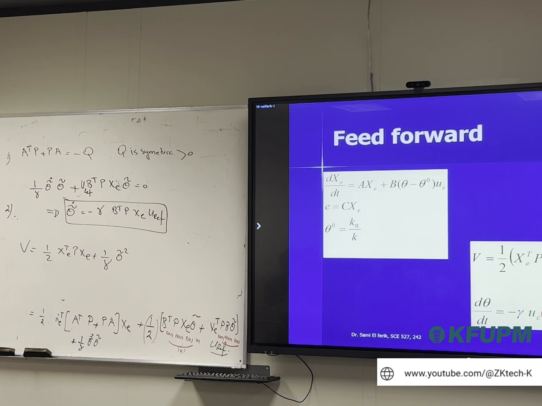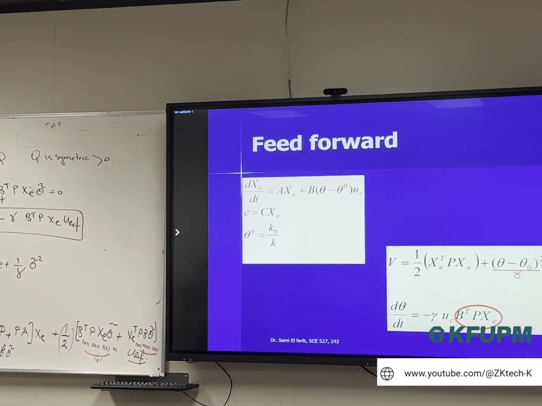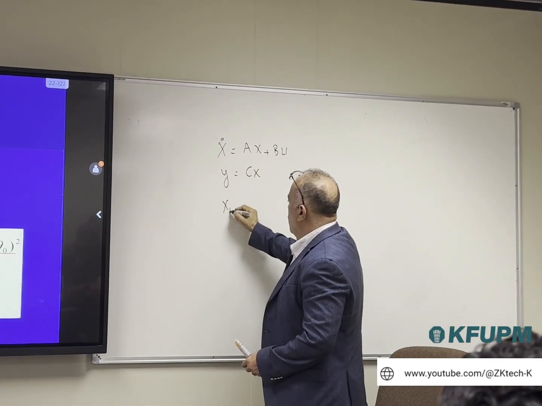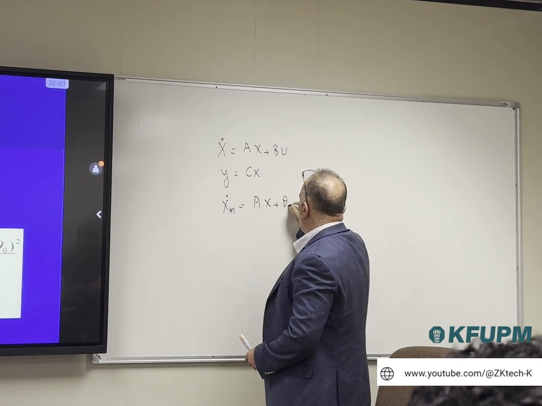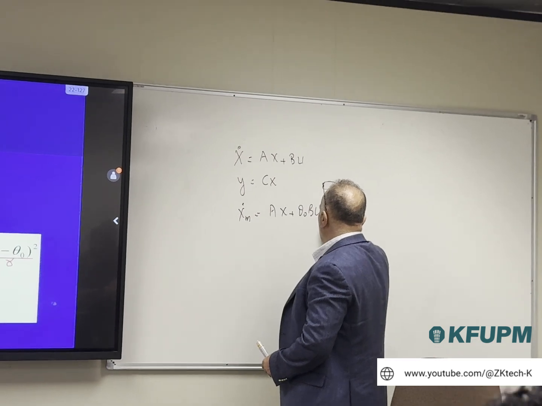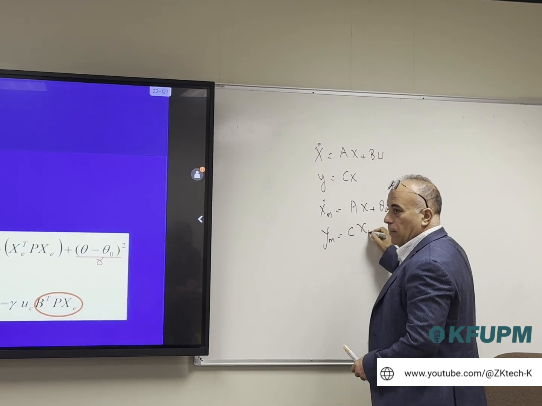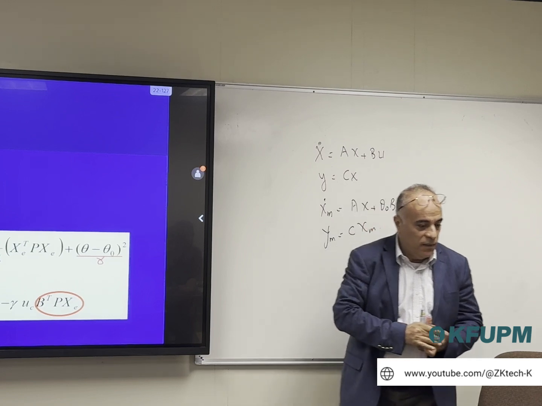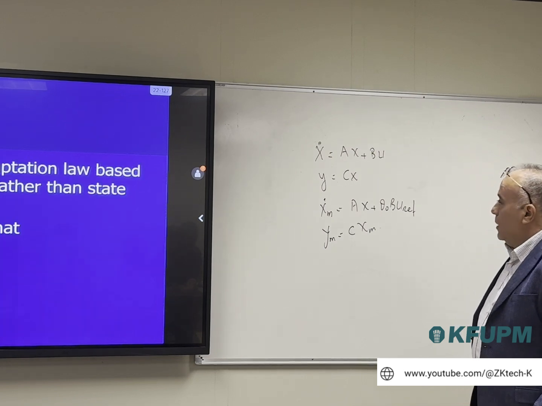So now we go back to our system. Our system was x prime equal to A times x plus B multiplied by u, and y is equal to C multiplied by x. The same thing for my reference model: xm prime equal to A m multiplied by xm plus theta 0 multiplied by B multiplied by u reference, and of course ym has to be C multiplied by xm, the same C. You cannot compare two different C's.